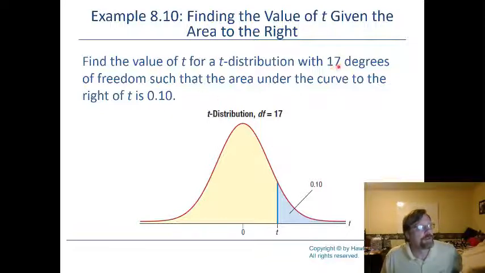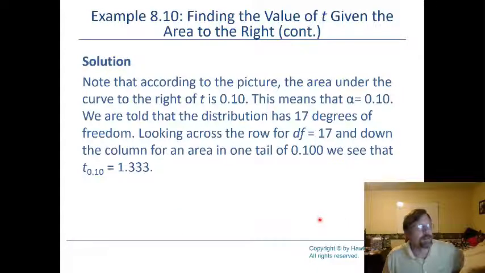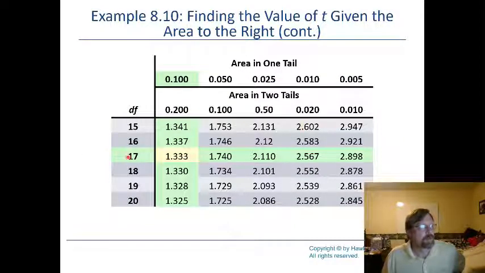Now we have 17 degrees of freedom, and the area to the right of t is 0.1. So that means our alpha is 0.1. Use alpha as 0.1, 17 degrees of freedom. If we look, we've got 17 degrees of freedom and alpha in one tail, we've got 1.33.